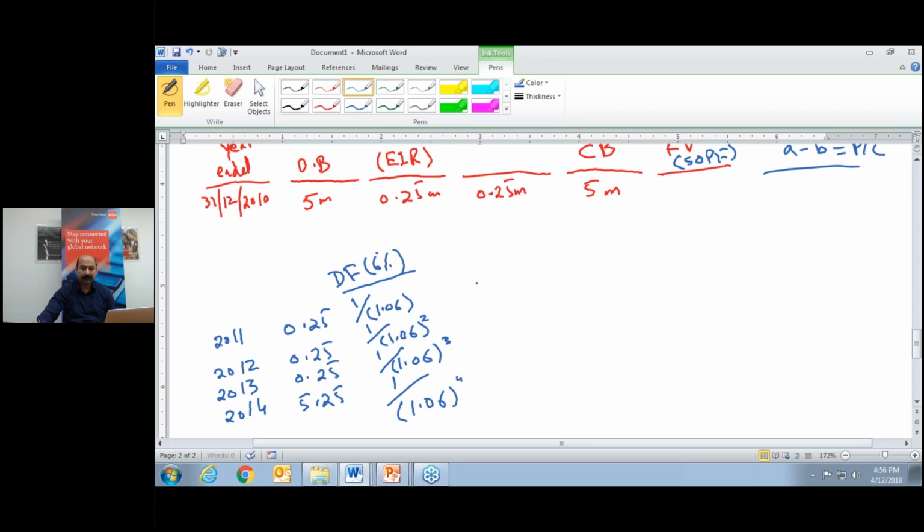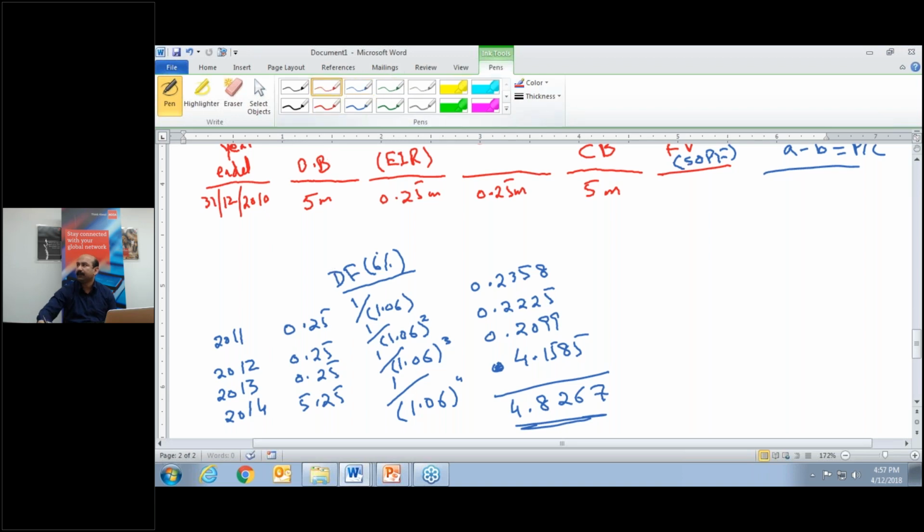This will give us some values like 0.2358. For the second year, 0.2225, for the third year 0.2099, and for the fourth year 4.1585. So when we total all these amounts, this will give us 4.8267. This is the fair value, the fair value which should be here.